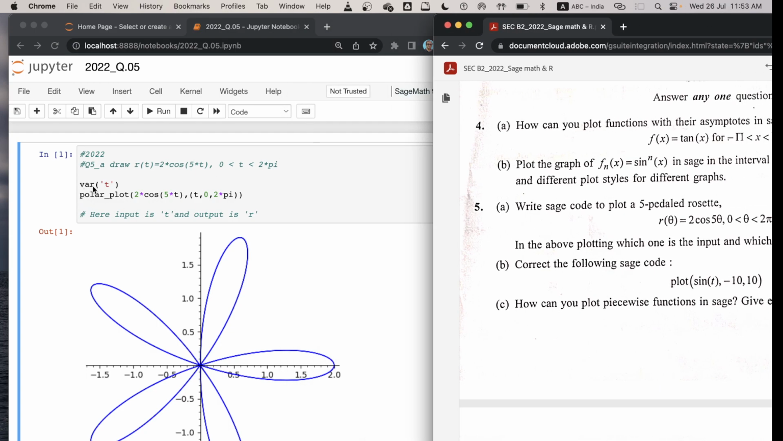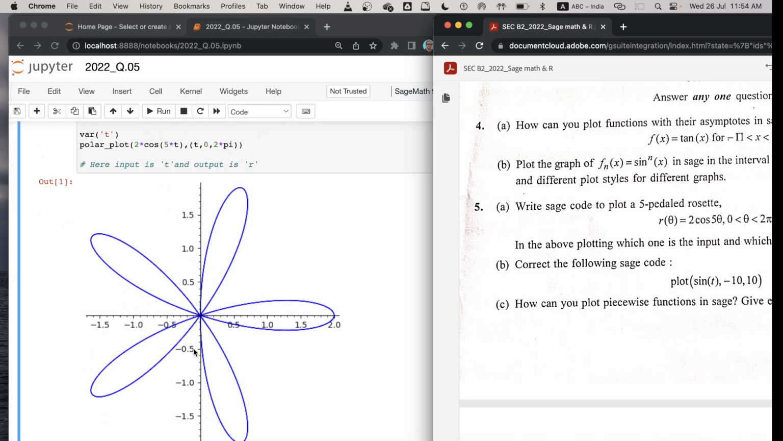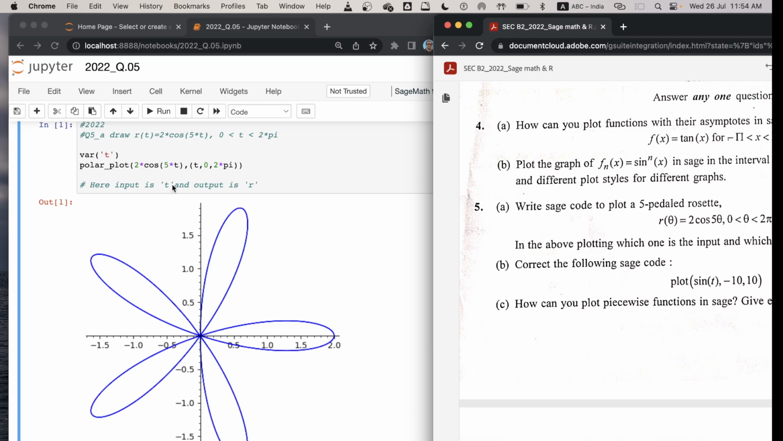Here variable t for theta within single quote, variable t. Polar underscore plot is the predefined function in SageMath, a polar equation function to plot the polar curve. Within polar underscore plot, the first argument is 2 cos 5 theta, comma, the range of theta t comma 0 comma 2 pi. Here given theta is between 0 and 2 pi. So this is the graph, a beautiful graph here. Here the input is theta, that is t, and the output is r.